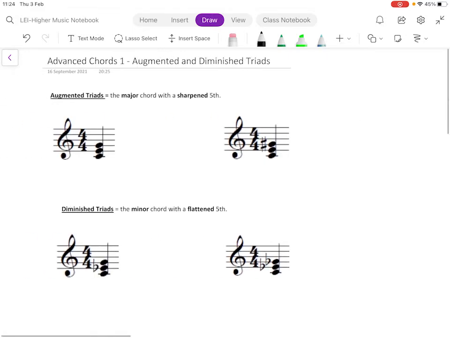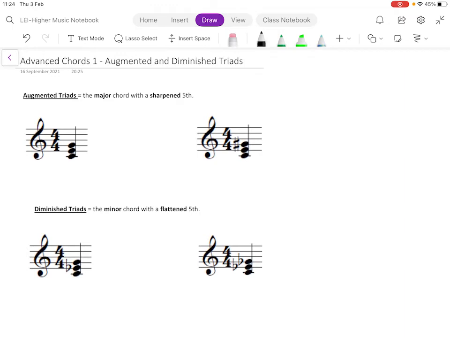Anyway, moving on to today's task, we're going to start with augmented triads, okay? So remember, a triad is just a chord that is made up of 3 notes. And an augmented triad is simply a major chord, except they take the 5th of the chord and they sharpen it. They make it sharp, all right?